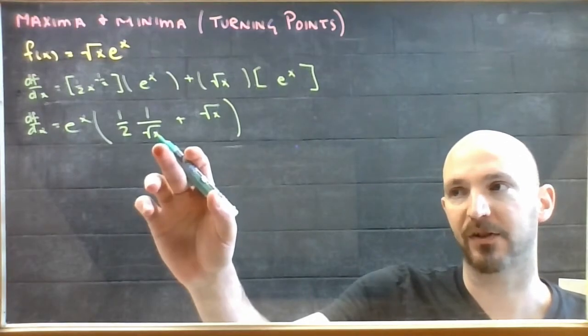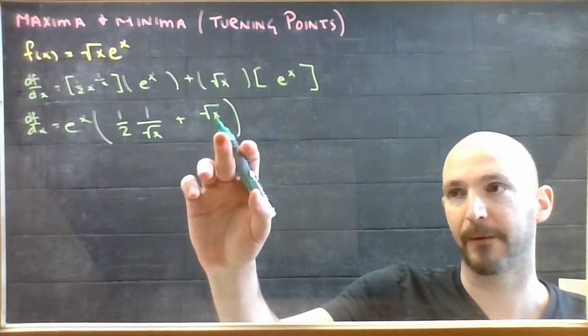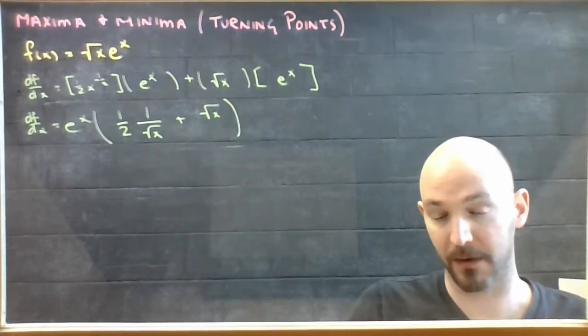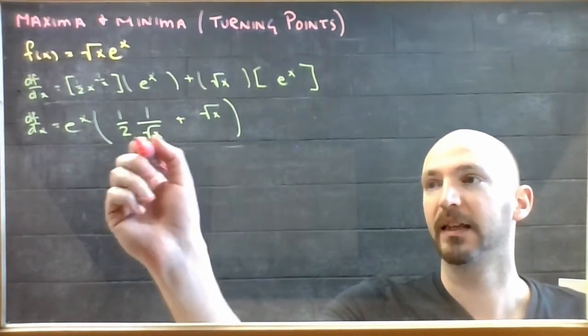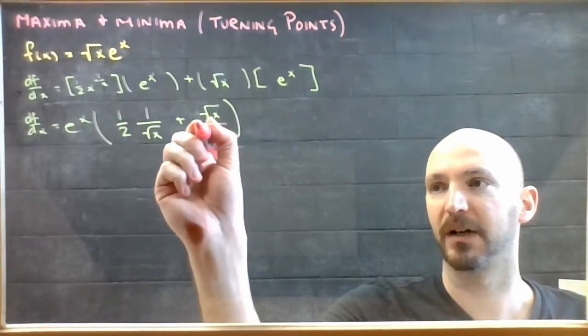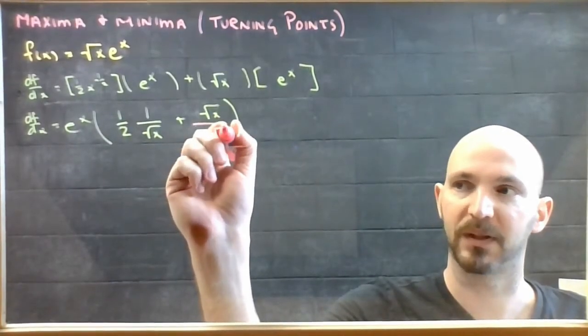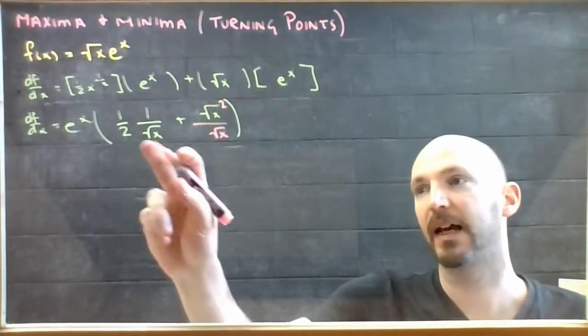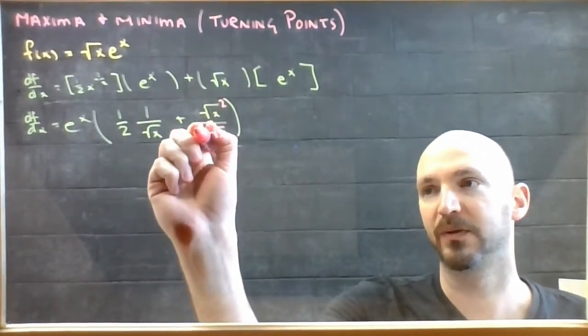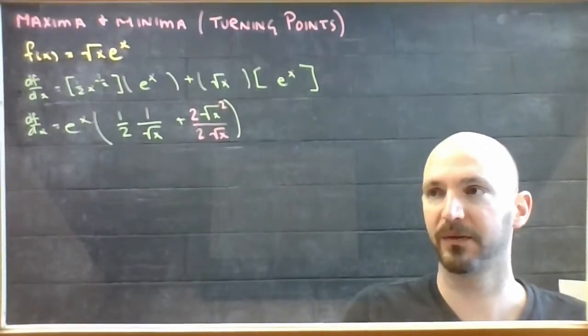Now, I have a fraction adding a fraction, so I'm going to create a common denominator so that I can collapse those fractions into 1. This side has a root x in the bottom that this doesn't have, so I'm going to put that in there. That's an extra factor of root x in the top. And I need a factor of 2 in the bottom, so in it goes.